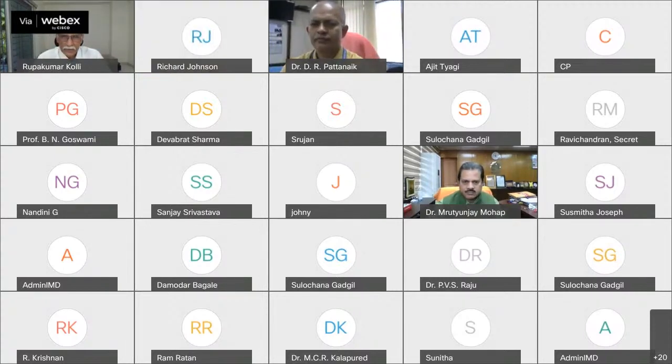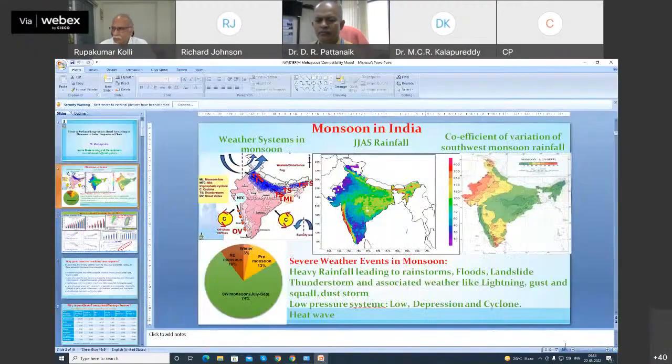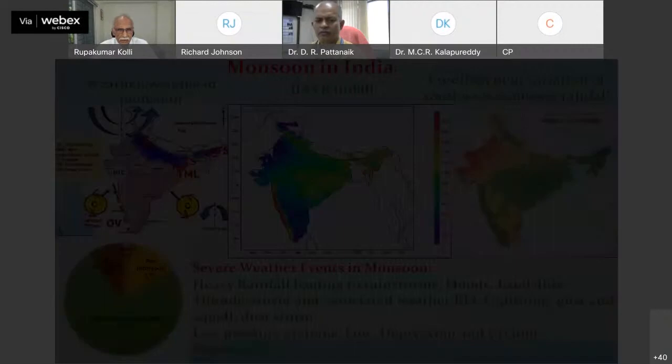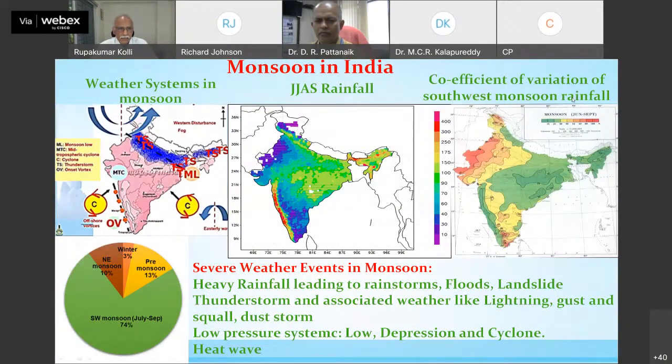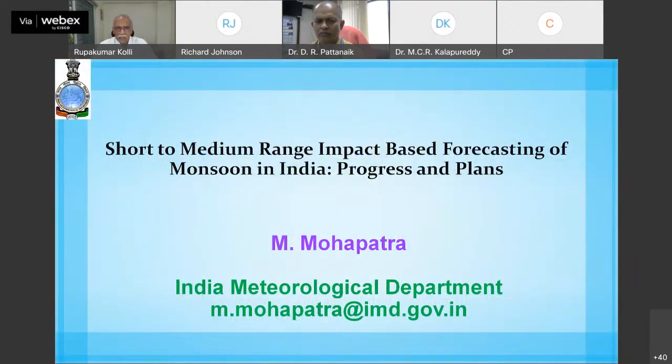Now we move on to the next presentation by Dr. Mrityunjay Mohapatra, who is the Director General of Meteorology, India Meteorological Department, and also the permanent representative of India with WMO. In fact, he will be getting into another important aspect, that is impact-based forecasting. Dr. Mohapatra is very well known for his contribution to cyclone forecasting. In fact, he is popularly known as the Cyclone Man of India. So he will be talking about monsoon forecasting on short to medium range scales and how impact-based forecasting is happening, and what the current progress and plans are. Dr. Mohapatra, the floor is yours.